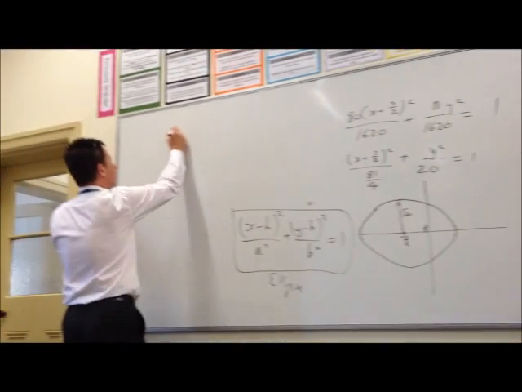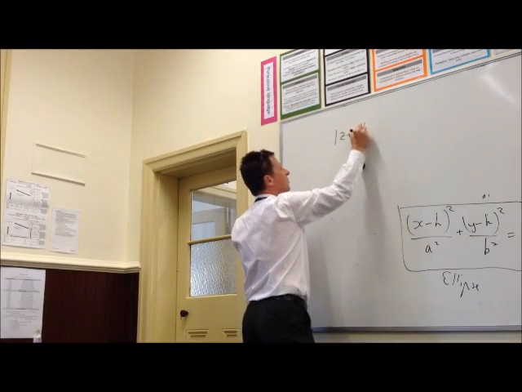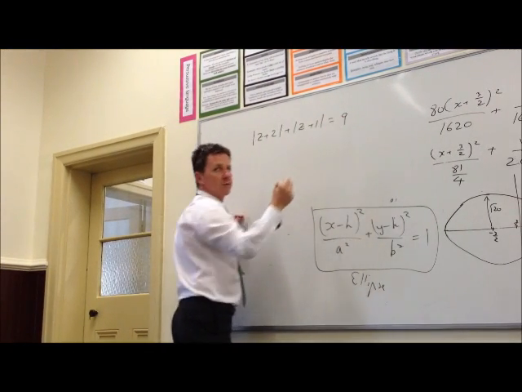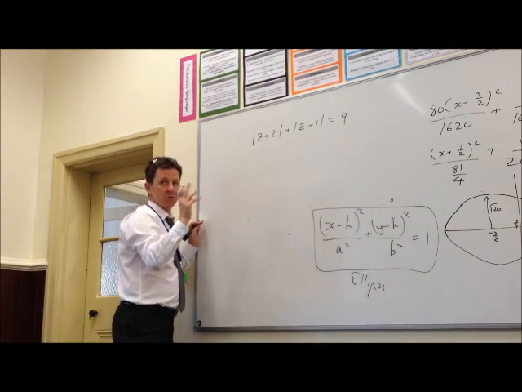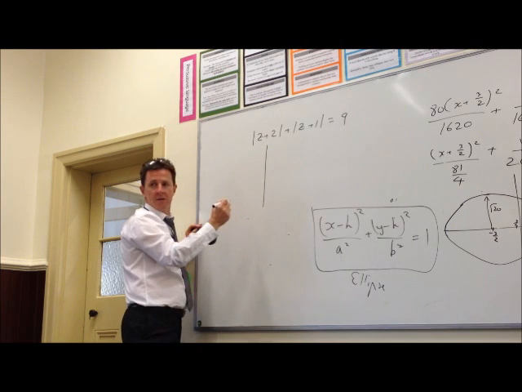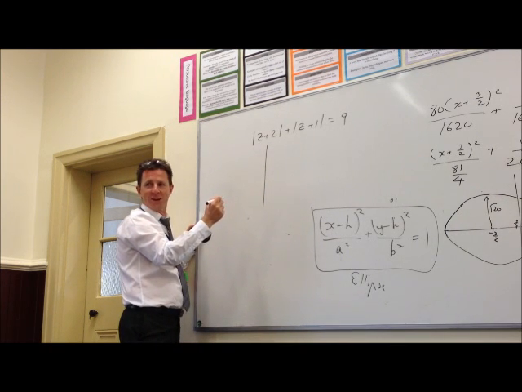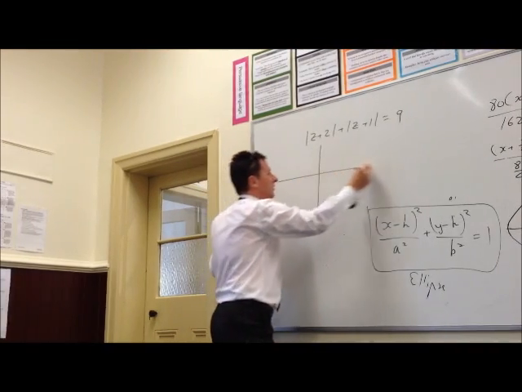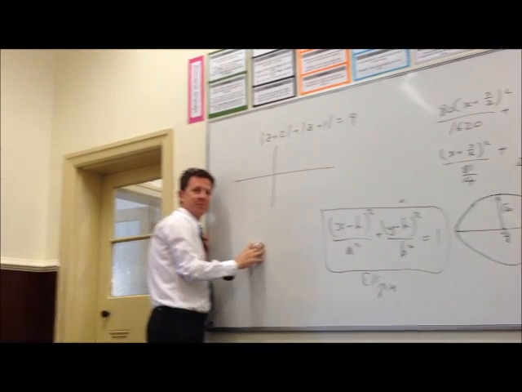What was the original thing? Z plus 2, Z plus 1 equals 9. Correct? Is that it? It was so long ago, about 20 minutes ago, that was the equation we started with. Draw your axes.